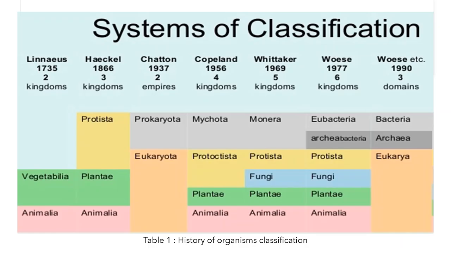Table 1 shows history of organism classification. It started with Linnaeus in 1735, and the latest one is Wu's 1990. Along the way, we have a few systems of classification. So, as you can see here, for the Whittaker 1969, Monera are divided by Wu into two different kingdom, which is eubacteria and archaebacteria.